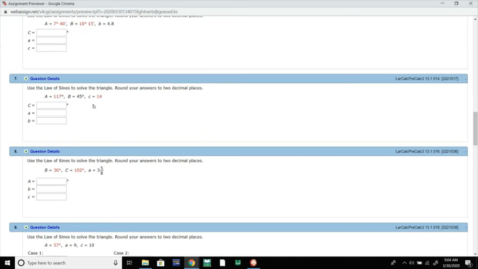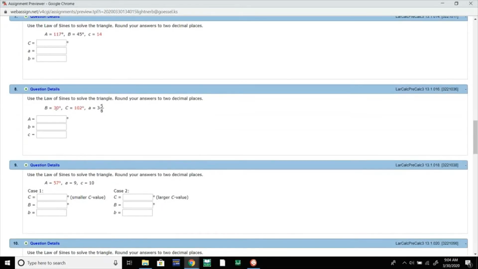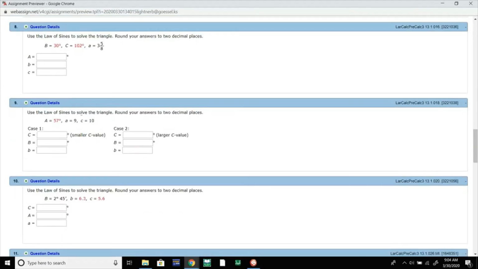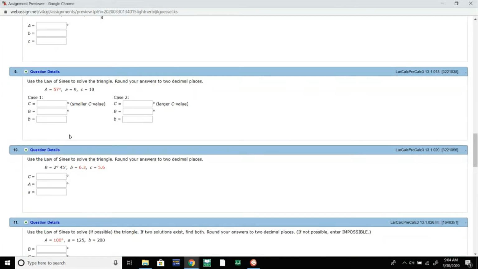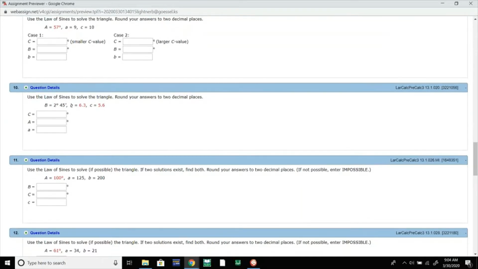So things like this, side, side, angle. That's angle, angle, side. This one's angle, angle, side, so you're okay. This one could be a side, side, angle. So you have 2 different cases that are going to show up on this one. Okay, 2 degrees, 45 minutes, so take 2 plus 45 over 60. Again, side, side, angle. That's where you're going to be looking at this situation here.